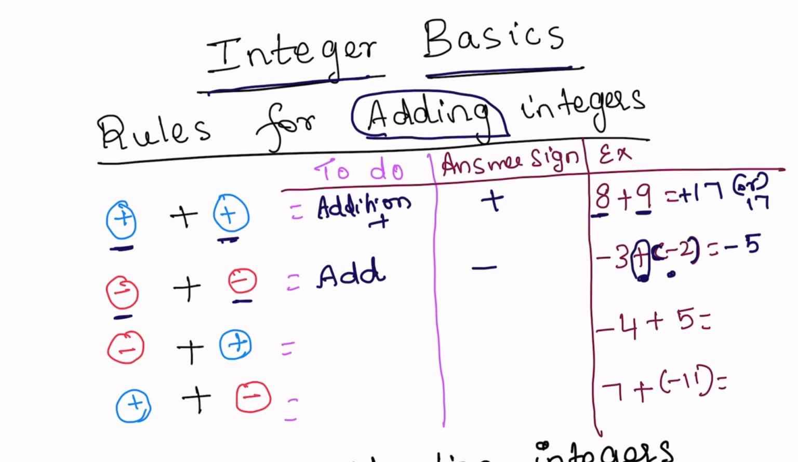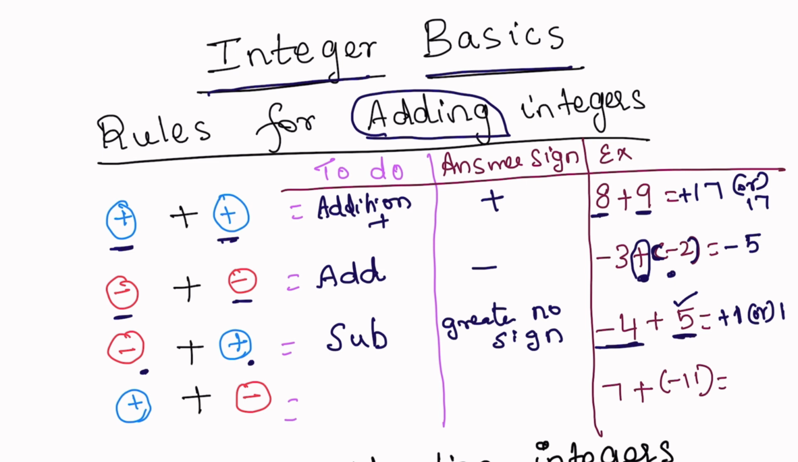Then in addition, if one number is positive and one number is negative, then we do the subtraction and give the greater number's sign. So look here, one number is negative, one number is positive. We do subtraction, 5 minus 4, 1, and give the greater number's sign, which is 5. So I give a plus sign, or the answer would be simply 1.